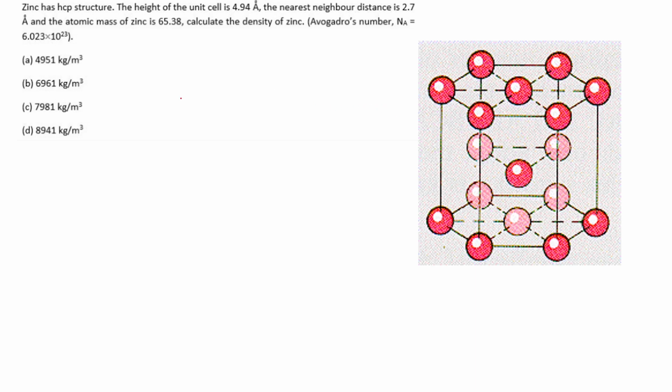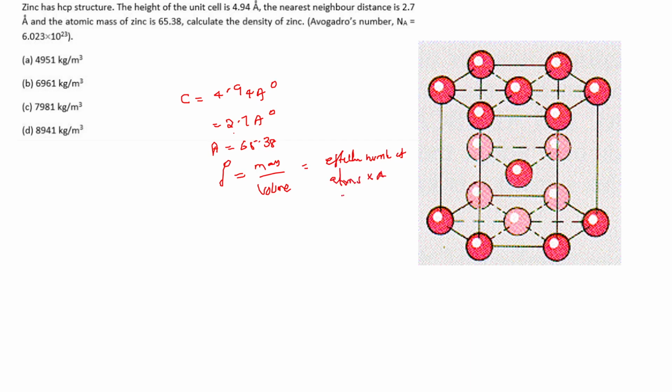So here the height is given, the c value, it is 4.94 angstrom, nearest neighbor distance is 2.7 angstrom, atomic mass is given, 65.38. Density you have to calculate, that is mass by volume. Mass is not given, so you have to use effective number of atoms into atomic mass divided by volume. N you can already calculate: it's a hexagonal system, so 12 atoms into 1 by 6 at the corners, plus 2 into 1 by 2 on the faces, plus 3, so it will be total 6.